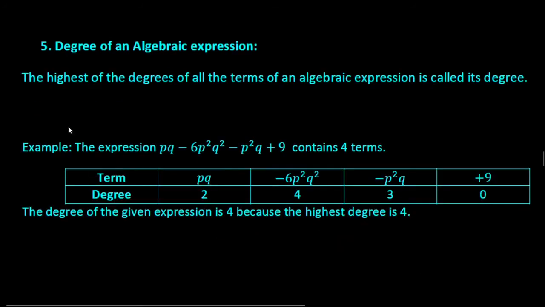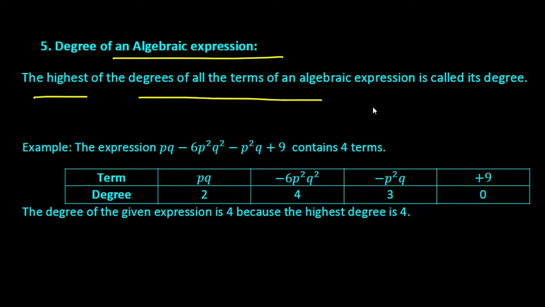Now let us see the degree of an algebraic expression. In an algebraic expression, there is one term or more number of terms. Then what is the degree of an algebraic expression? The highest of the degrees of all the terms of any algebraic expression is called its degree. For example, here we have an expression pq minus 6p square q square minus p square q plus 9. Here we have four terms.